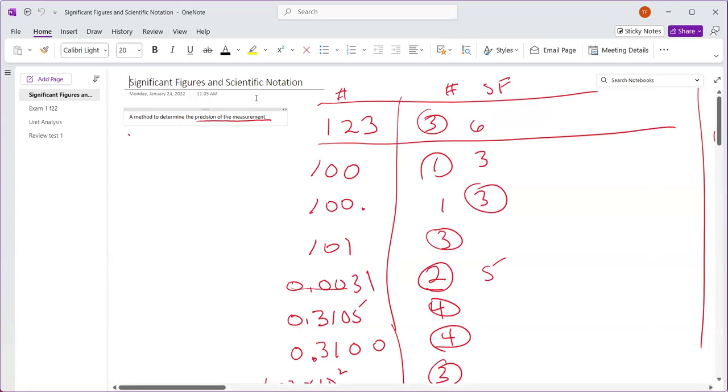Okay. So we need to know about scientific notation. The purpose of scientific notation is to make awkward numbers less awkward. Basically, we rename the number.